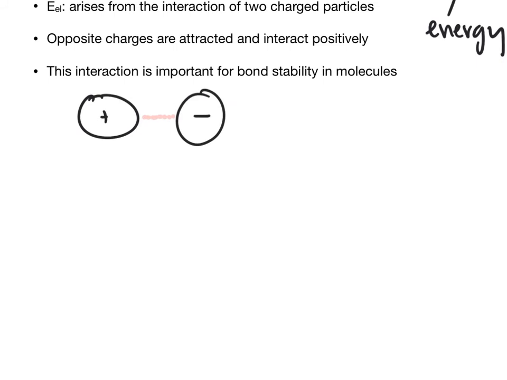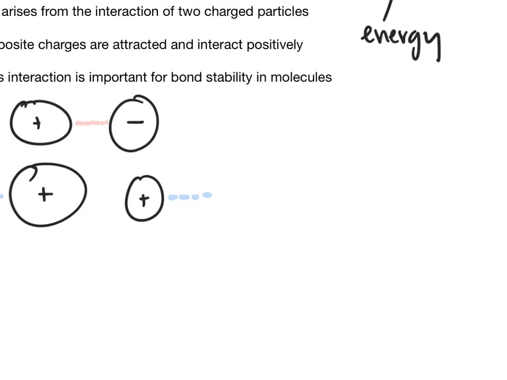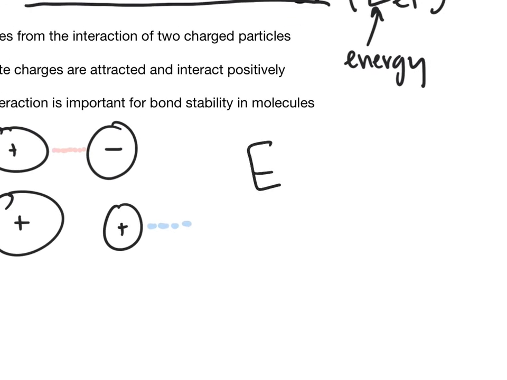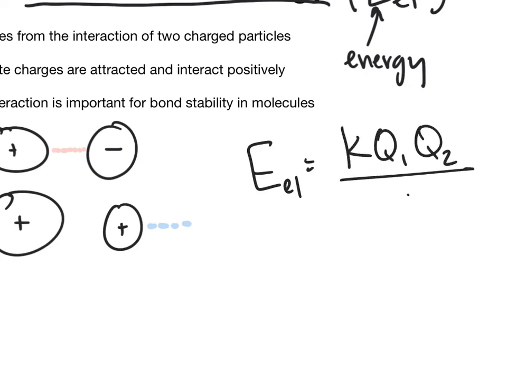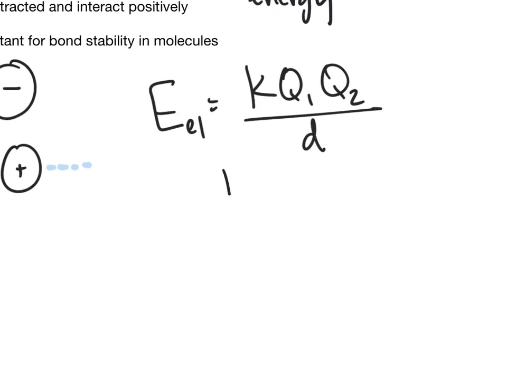Now, hypothetically, if we also had a positive charge and a positive charge, instead of being attracted to one another, they are going to be repelled. And so I will annotate that with blue moving away. And so these charges want to interact with each other, and they do. And so this could be calculated using E sub EL is equal to K Q1 Q2 over D, where K is the proportionality constant.